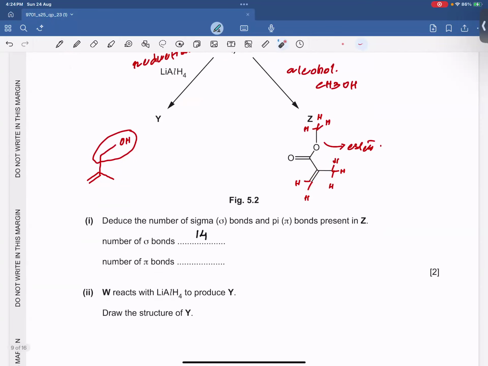Whenever we have a double bond, it must contain one sigma and one pi. Similarly, this one contains one sigma and one pi. So I'm looking for the sigma bonds. A sigma bond is basically a single bond, so I need to count all the single bonds. 1, 2, 3, 4, 5, 6, 7, 8, 9, 10, 11, 12. This one is 13 and this one is 14. Okay. And how many pi bonds? One pi bond, second pi bond. Only two pi bonds. So that's easy.